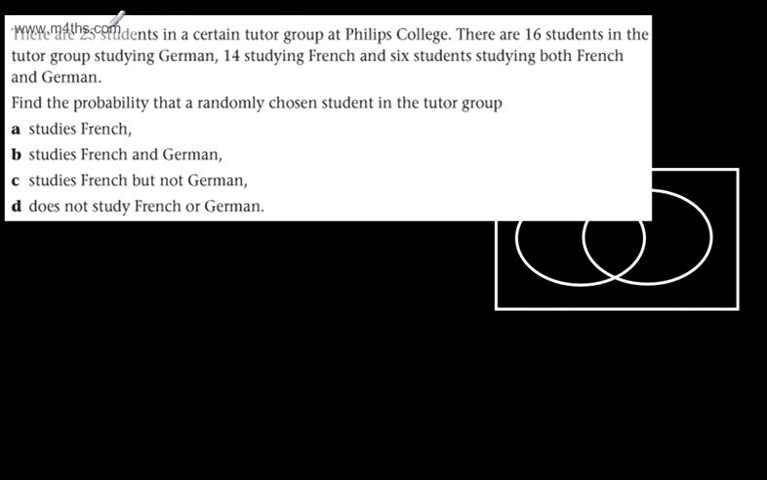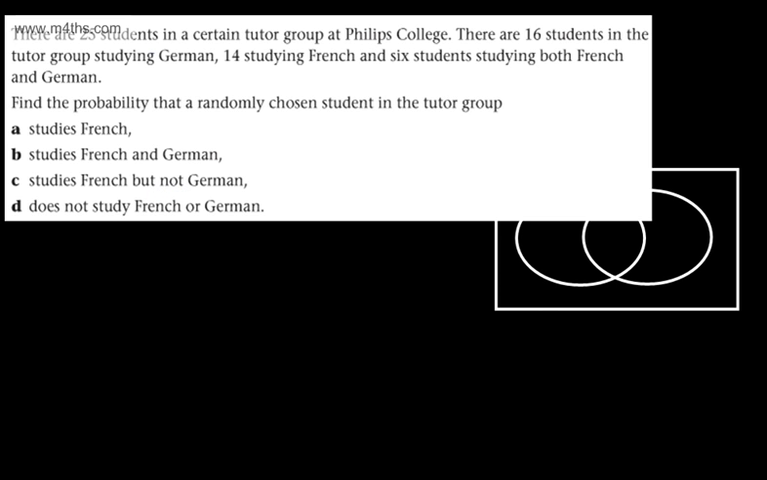We're told there are 25 students in a certain tutor group at Phillips College. There are 16 students in the tutor group studying German, 14 students studying French, and 6 students studying both French and German. We're asked to find the probability that a randomly chosen student in the tutor group A studies French, B studies French and German, C studies French but not German, and D does not study French or German.